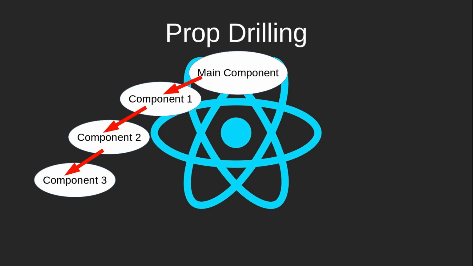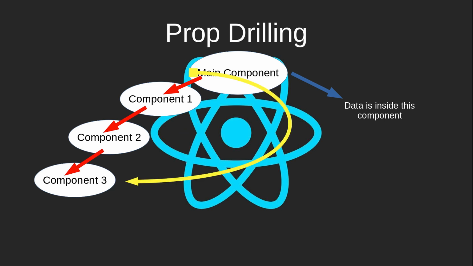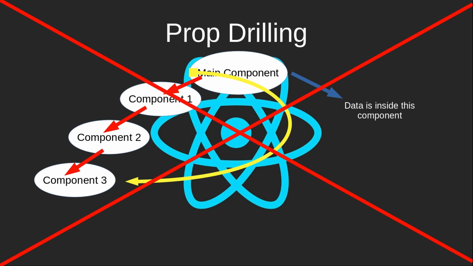Let's say we have a parent component like the one on the screen, and the other components are children of each other. At the main component, let's assume that we made a request to an endpoint and data was returned. Let's say we want to use this data in component 3. How do we do that? Can I send this data directly from the main component to component 3? Of course, we cannot do that. But we need to send this data to component 3 somehow.